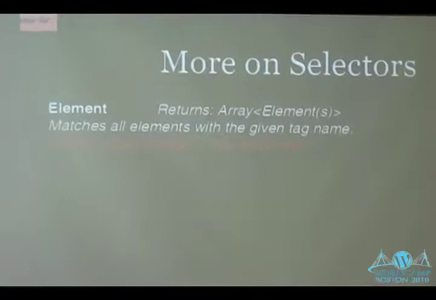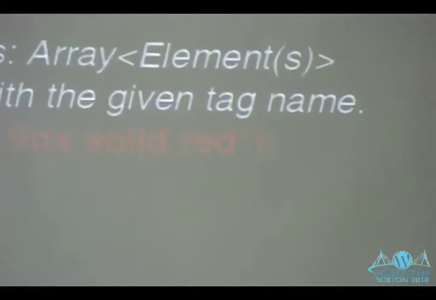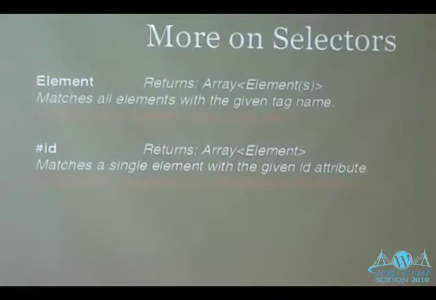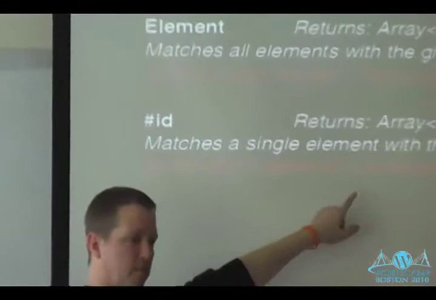So I'm going to add CSS border, 9 pixels solid red, to any div that's on my page. I get an array back, and then I apply CSS to it. Likewise, I can act upon just IDs if I want to. So if I have something with an ID of my div, I can append something to that div. So this is going to put a paragraph, WordCamp Boston, at the bottom of that div for me.